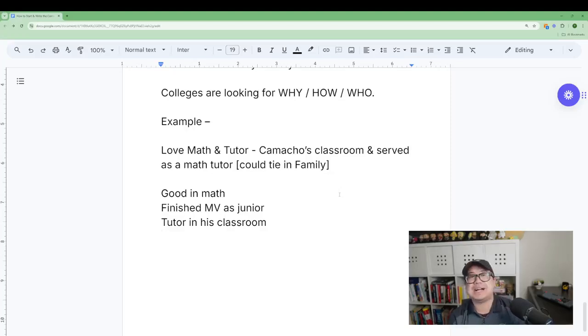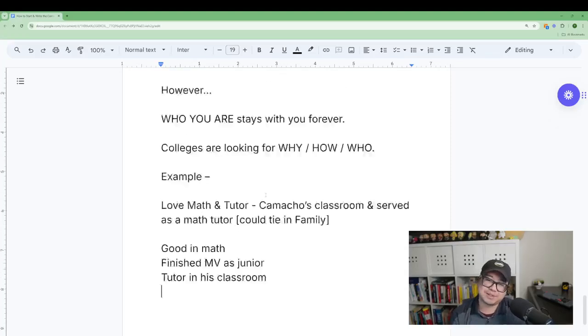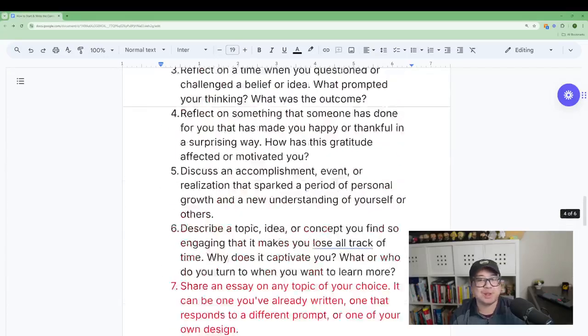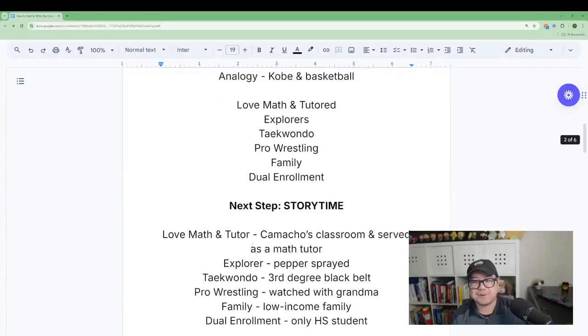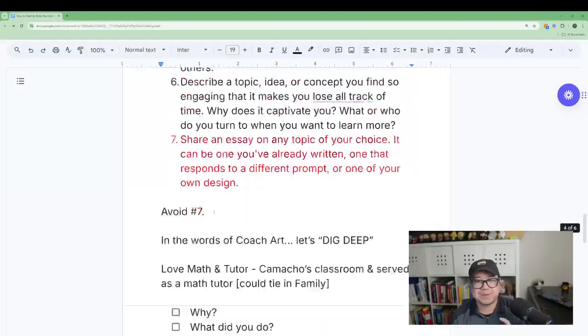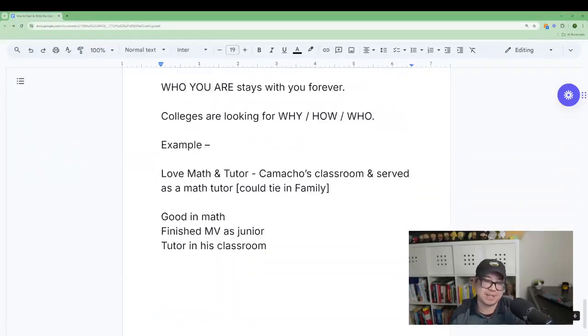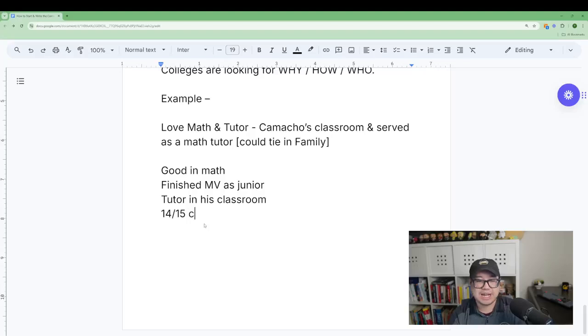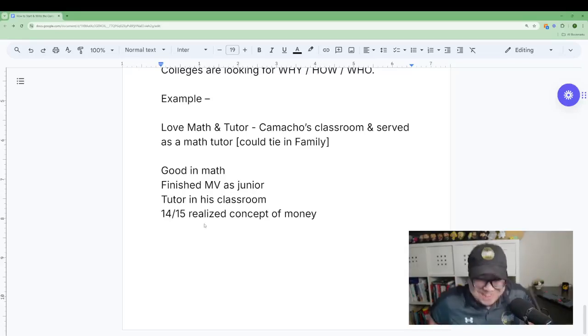And at the same time, I was trying to look for a job. Like I mentioned earlier, my family came from a low-income family. When I was 14, 15, I realized the concept of money. And then I realized, holy moly, my family's poor. I don't know how my parents are affording all this stuff.